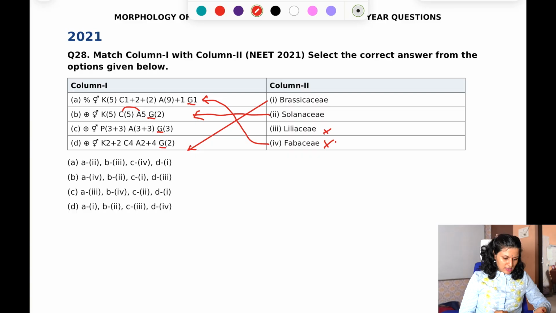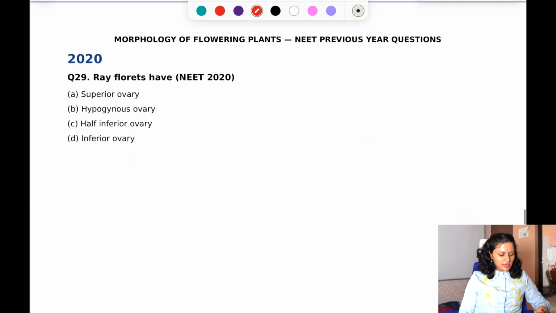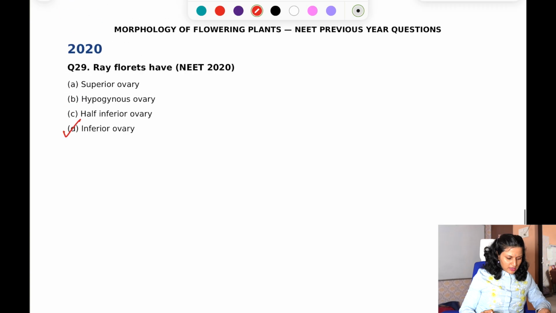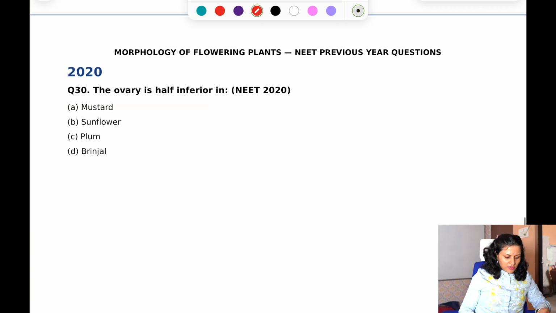And Liliaceae was a trimerous flower family. So let's go for an option that has B2 and D1. B2, D1. There's some ambiguity in this question line. Let's move on. Question number 29. Ray florets have inferior ovary. Question number 29. Answer is D. The ovary is half inferior in plum. Question number 30. Answer is C.